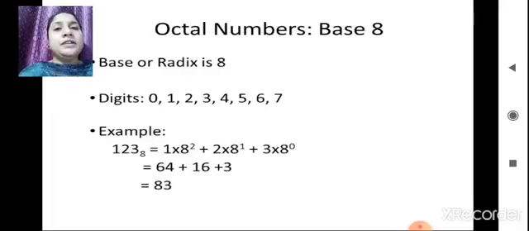And 2 into 8, you all know it is 16. And 8 square, what is the square of 8? 8 square is 64. So we add all these sums and you get 123 base 8, the octal number. Like this we get the octal number. Getting it? Yes, all of you? Okay.